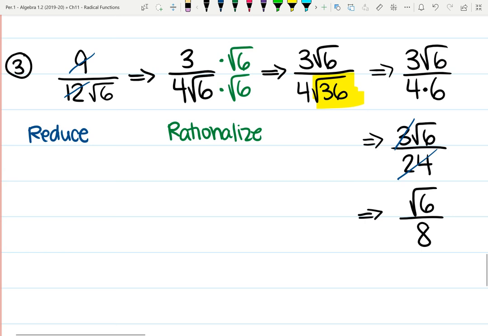Can I reduce the 6 and the 8? No. One's inside the radical, one's outside. So this is actually as far as we can go.